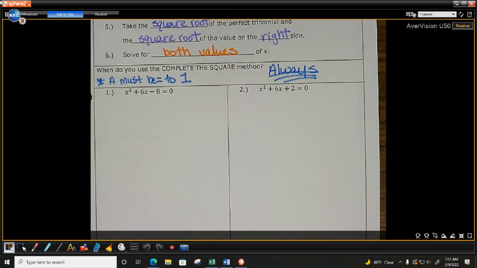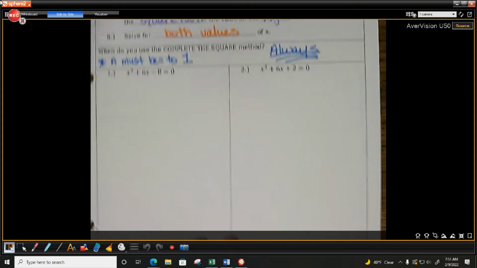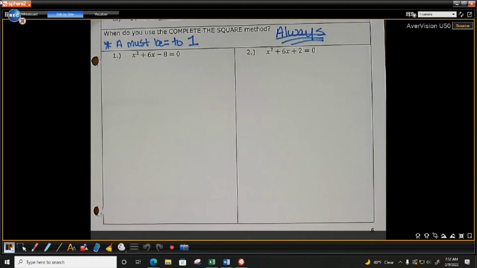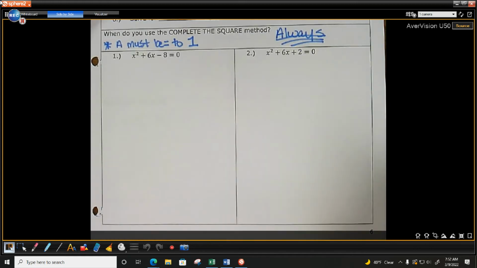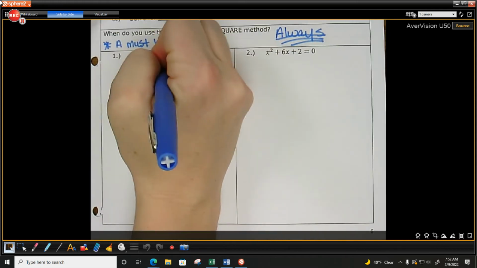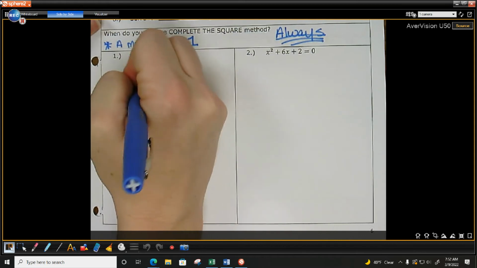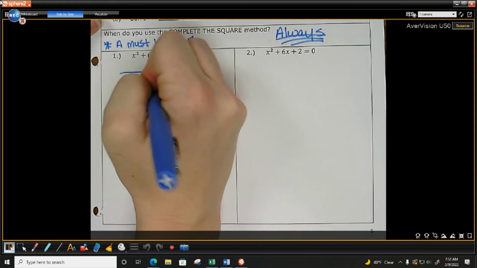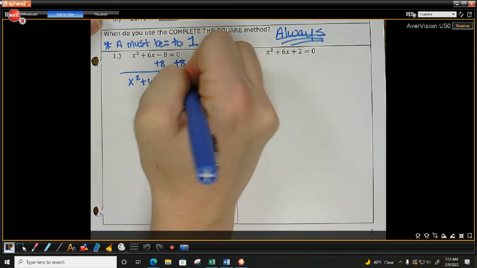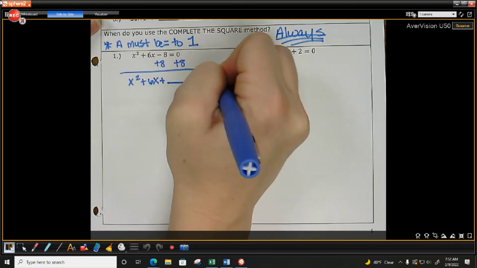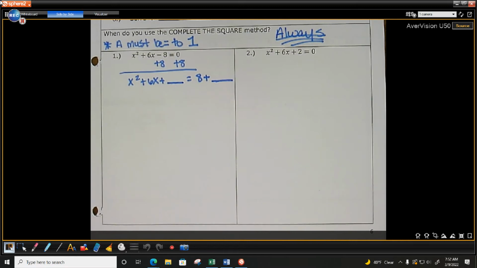Okay? So, step 1 is move the c term to the other side. So how am I going to move this negative 8 from the left to the right? Add 8 on both sides. So then I have x squared plus 6x plus blank equals 8 plus blank. Why am I putting blanks on both sides? For our magic number. Very good. We're adding the magic number to both sides. First step, not too bad, right?